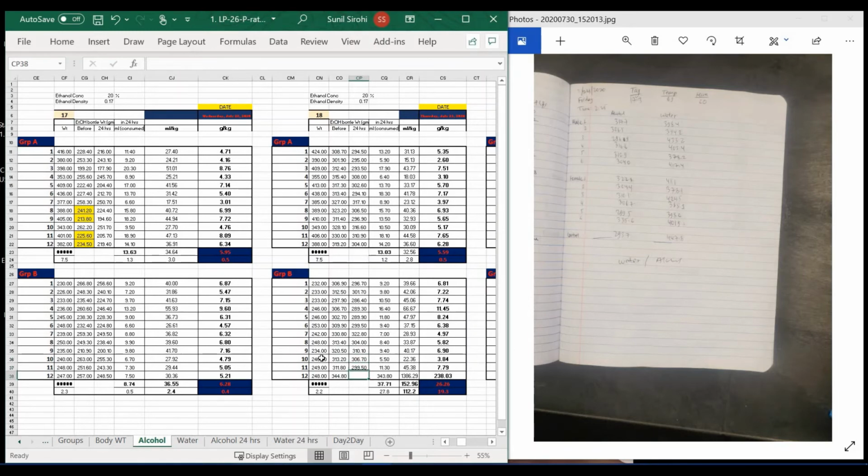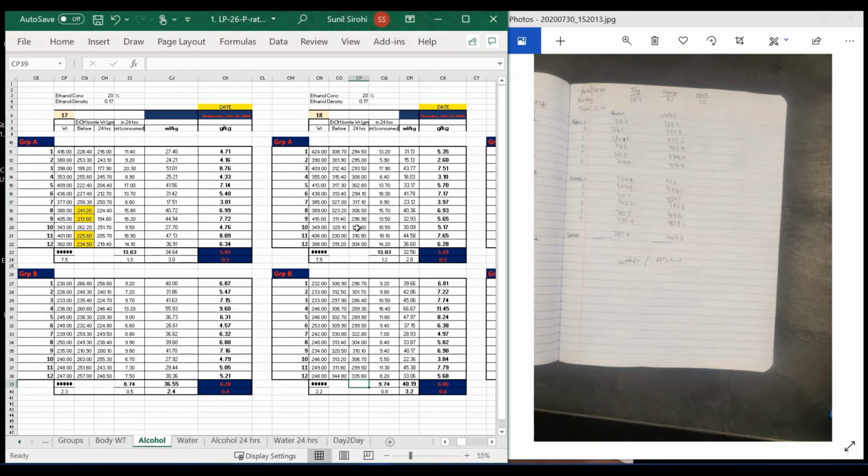322.8, 304, 310.1, 306.7, 299.5, 335.6. So this way you have entered all these numbers. I showed you how to enter alcohol drinking data, so you just make sure that you're entering correctly.